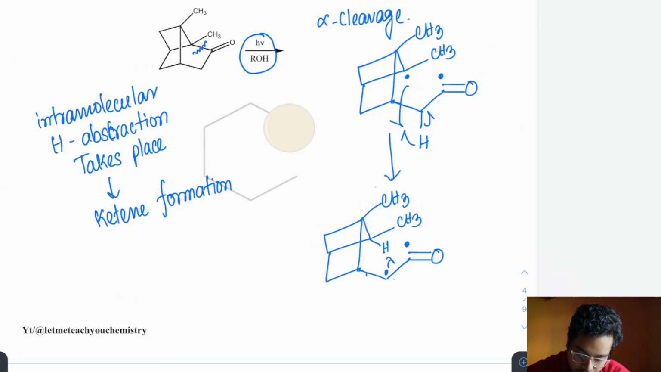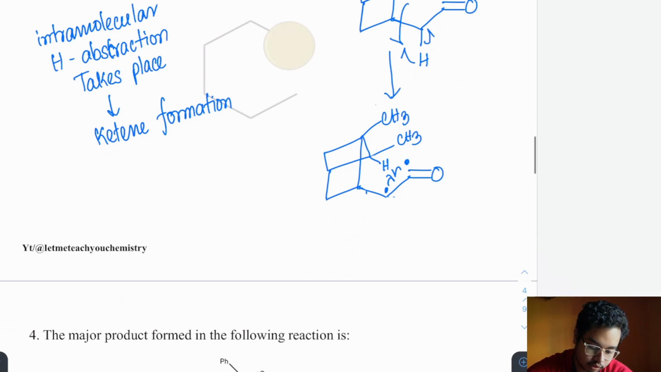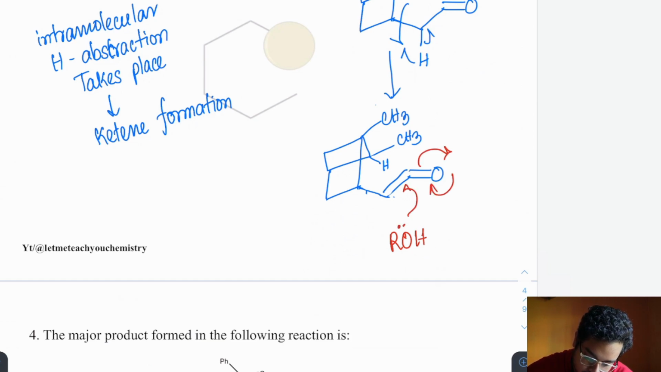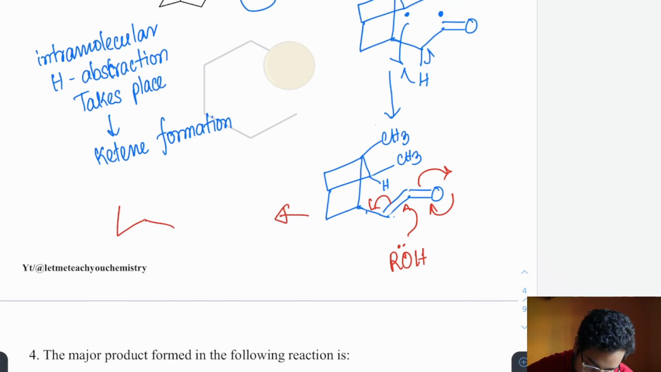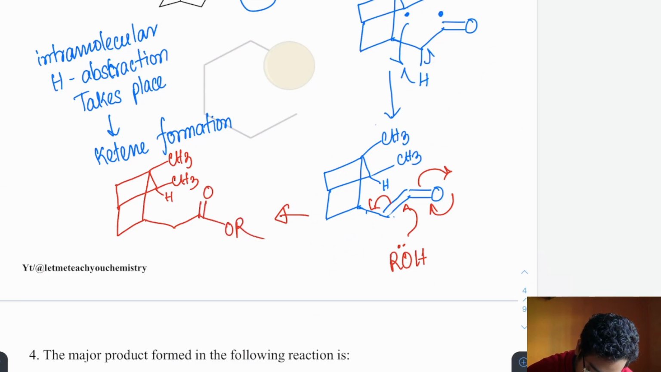And now these two radicals combine and we get ketene. Okay, so I just simply put it here that this ketene is formed. Now ROH is there, remember. That means this attack here, this goes up, this goes down and this goes down. So what will be our final product? Final product will be this, CH3, CH3, this obviously a hydrogen is there. Here will be H. So this will be our final product.